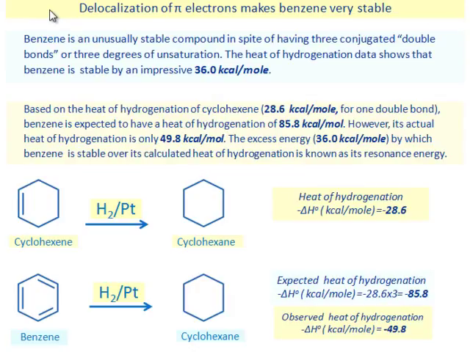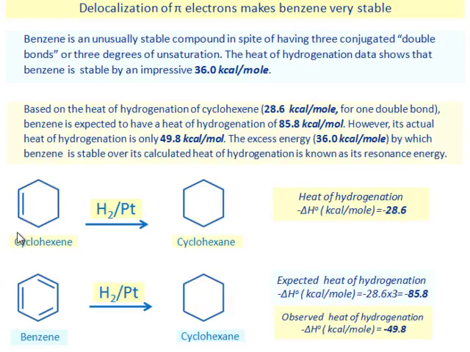Delocalization of pi electrons makes benzene very stable. Benzene is an unusually stable compound in spite of having 3 conjugated double bonds or 3 degrees of unsaturation. The heat of hydrogenation data shows that benzene is stable by an impressive 36 kilocalories per mole.